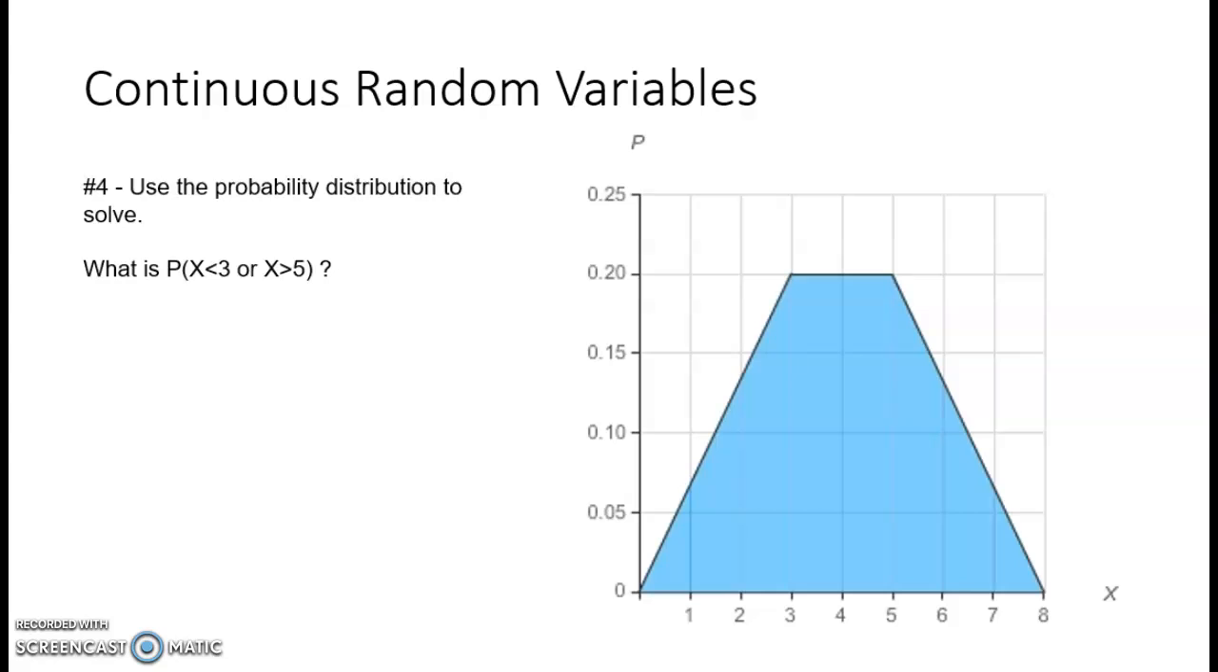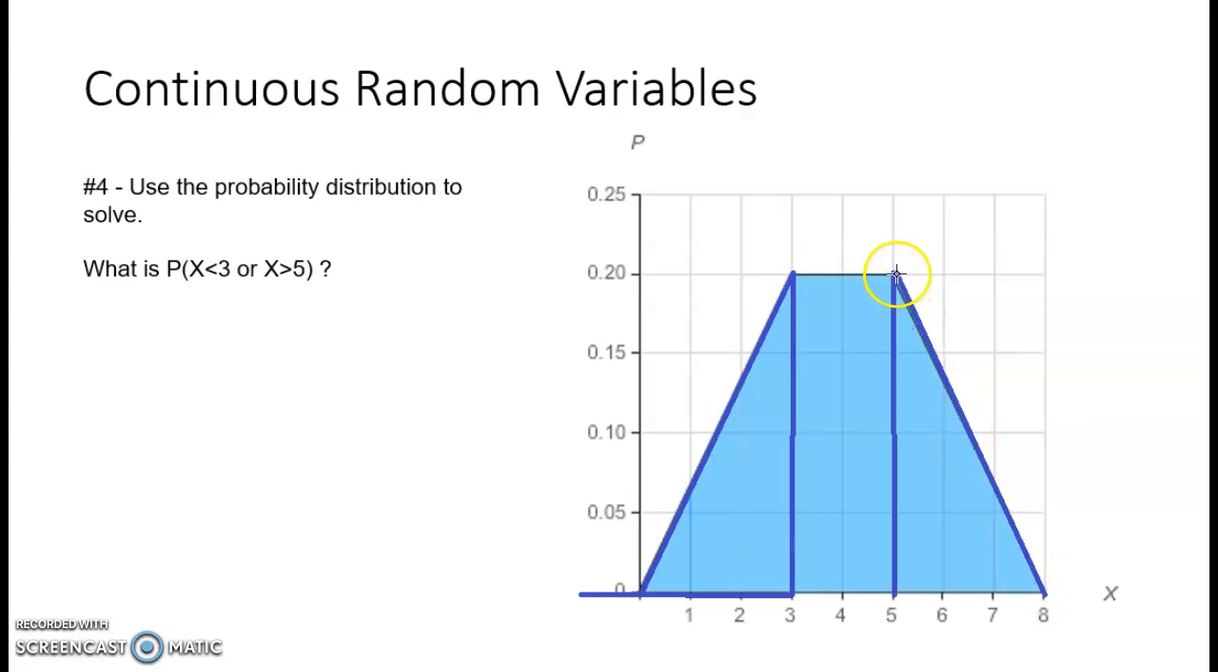Okay, let's start off by identifying the region. So let's start with x is less than 3, and this really is just like the previous problem, but we'll go ahead and do it again. So it's going to be a triangle. And then we'll do the same thing with x is greater than 5. Again, it's going to be a triangle.